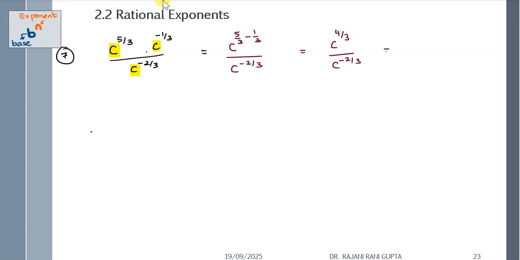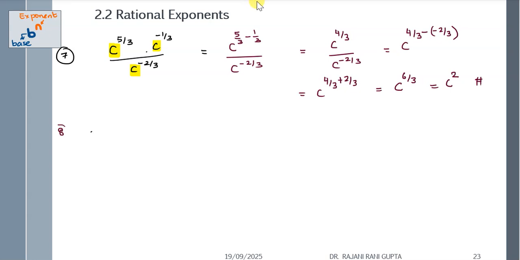Now using the quotient rule for the exponents, minus of minus 2 by 3. So this gives you minus minus become plus, 4 over 3 plus 2 over 3. So c to the power, again denominators are same. So 6 divided by 3. So c power 2. This will be your final answer.